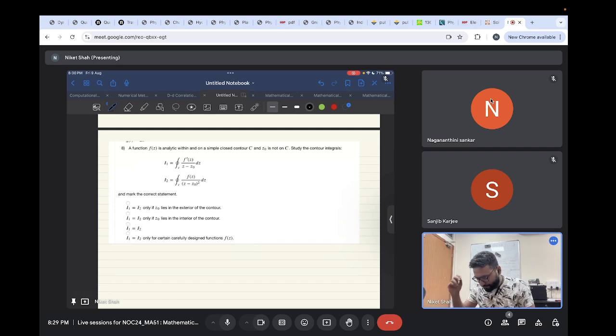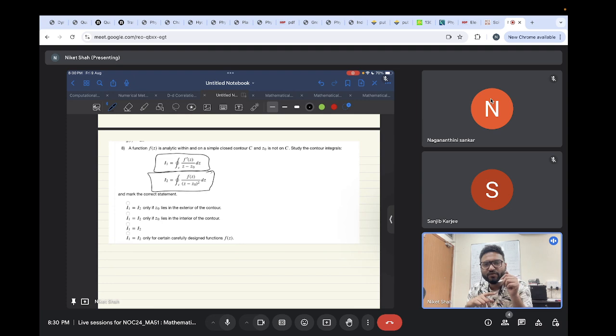So question number 8. A function f of z is analytic within and on a simple closed contour C, okay? And z0 is not on C. We are told that f of z is analytic within this contour and on the closed contour C. And z0 is a point here; in both these functions you have z minus z0 in the denominator. One is z minus z0, another is z minus z0 square. So in both of these functions, z0 is in the denominator, and we are told that z0 does not lie on C. Whether it is inside or outside has not been told.